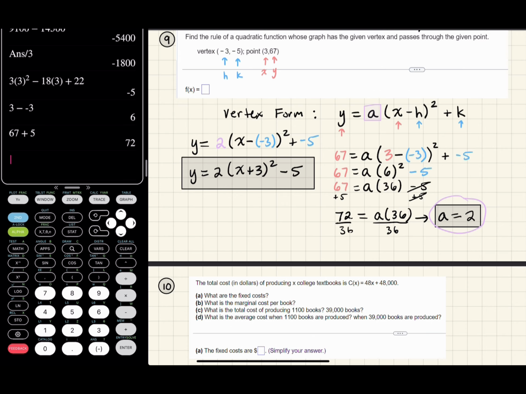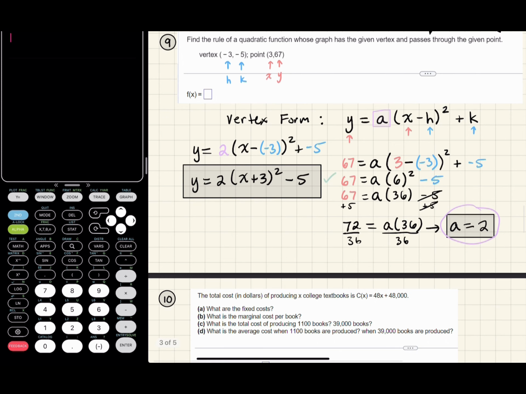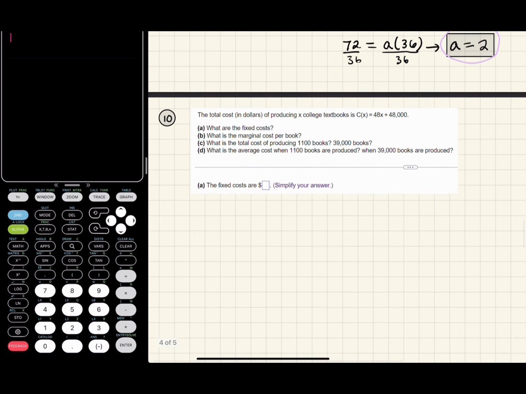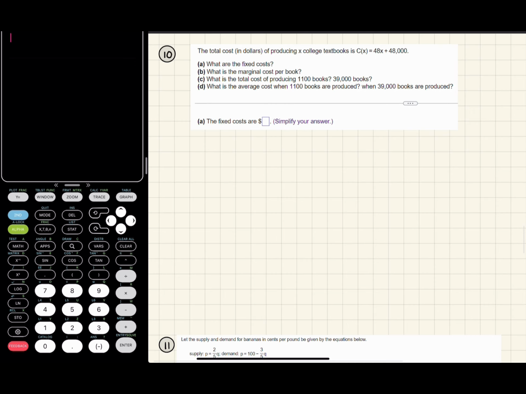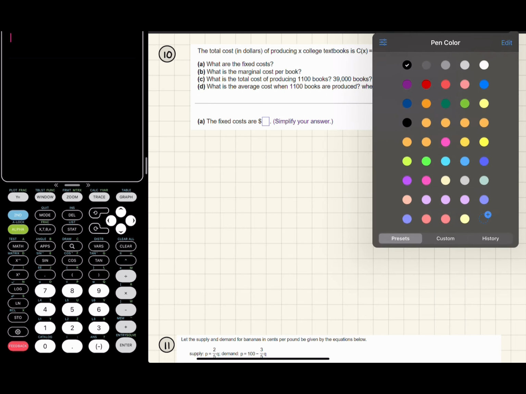So again, given the vertex and a point, just write out vertex form, plug in the values you're given, and it shouldn't be too bad to solve for a. Alrighty, moving on to number 10. We're given the total cost formula for producing X number of textbooks, and then we're asked to find some things here.